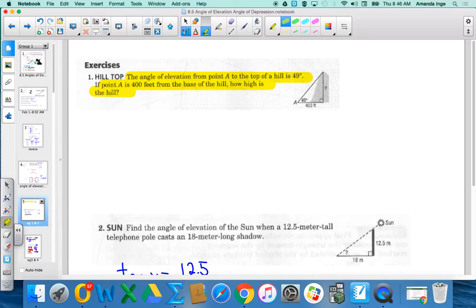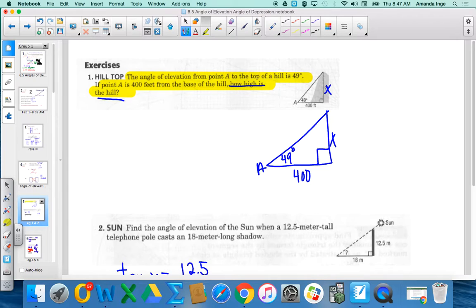Alright, so on your paper that I gave you, we want to calculate this. So we have a picture that looks like this. We have that this is 49 degrees, they told you that. This is 400 feet, and you're asked to calculate the height of the hill. How high is the hill?